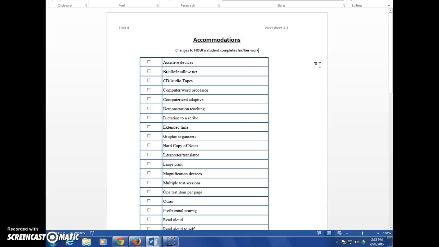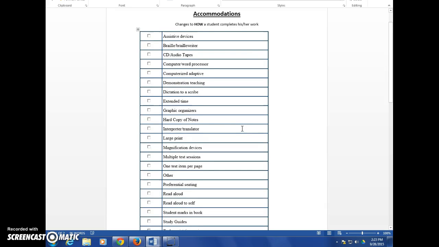Okay, let's talk about the word first, a little vocabulary. Accommodations are changes to how a student completes his or her work. You're going to be expected to complete the same amount of work, but maybe you have a few things that'll help you with those. There's a whole list here of them.